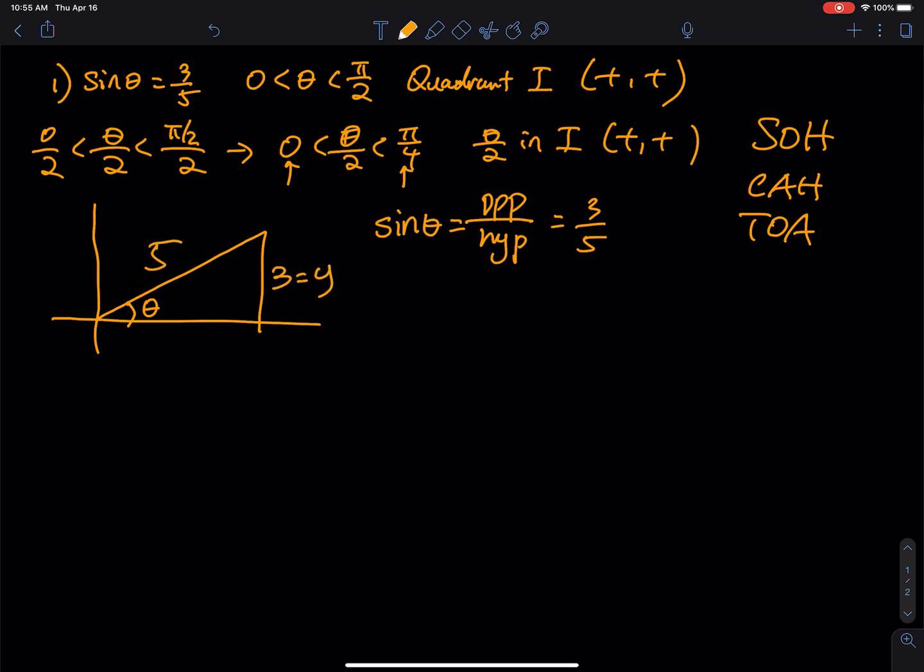So this is my y value. This is my radius, because if you draw a circle, the radius of the circle is 5. The circle is centered at the origin 0, 0. So this is x. We don't know what x is. We have to find out.